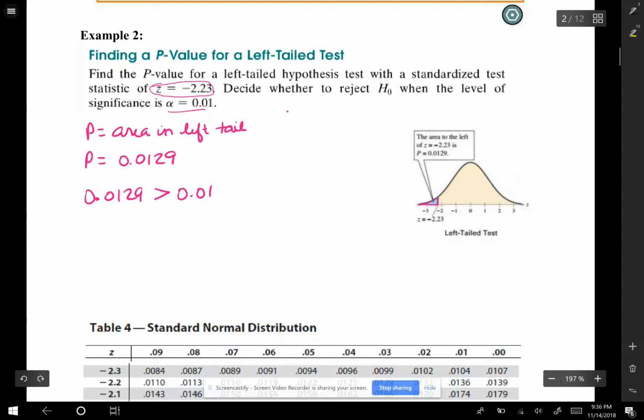So since this is greater than, so since our p-value is greater than the level of significance, I'm just going to put alpha here. Since the p-value is greater than the level of significance, we fail to reject the null hypothesis.